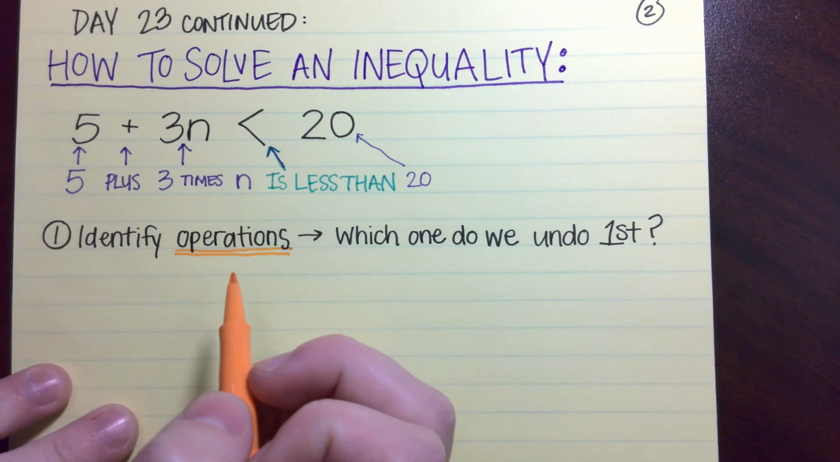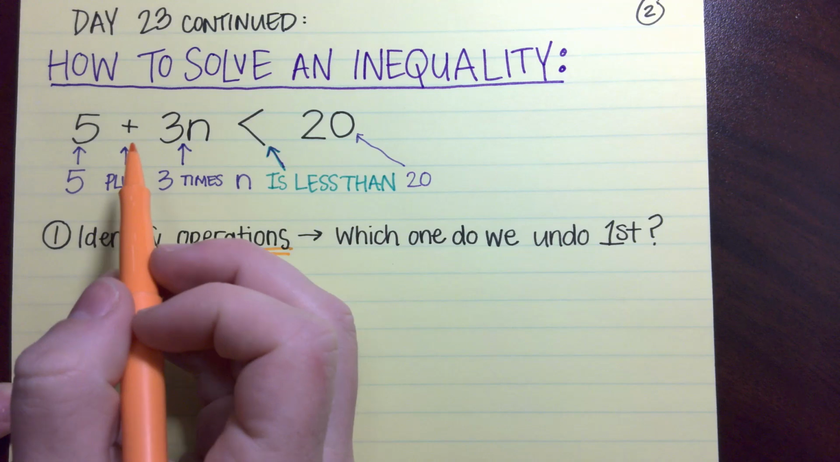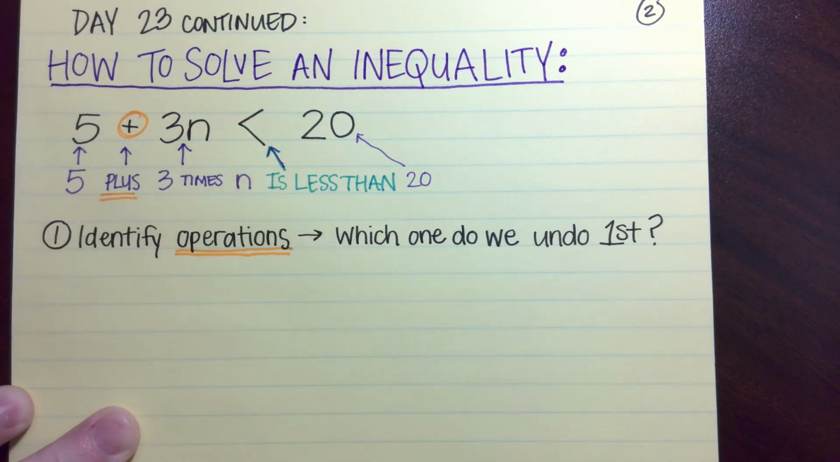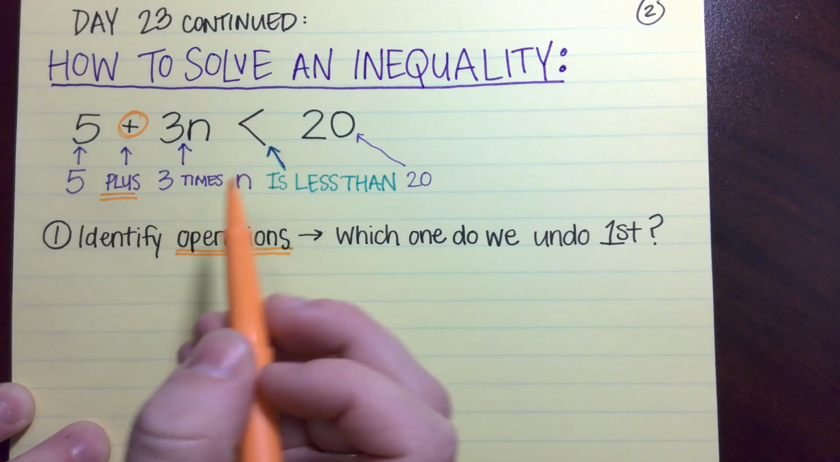Okay, so we're going to identify our operations. Up here, it looks like we have addition. We have a plus, so I'm going to underline that. And we have a times.